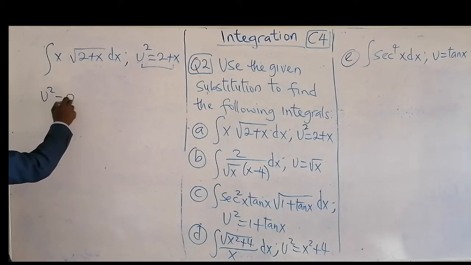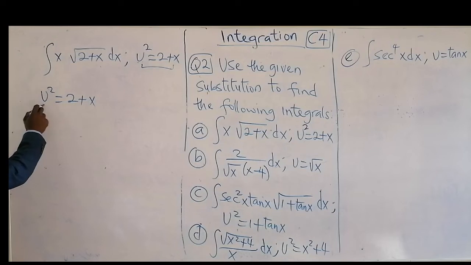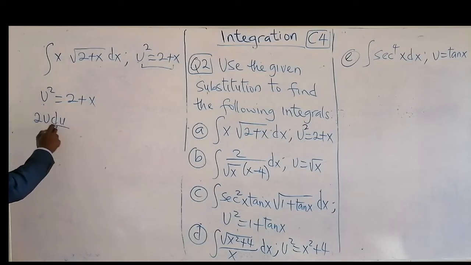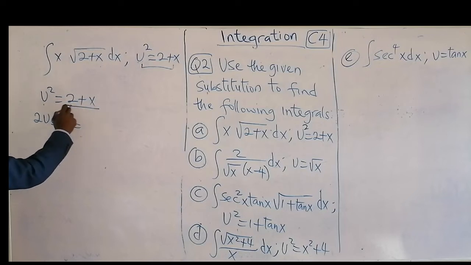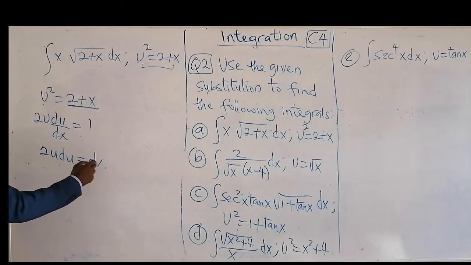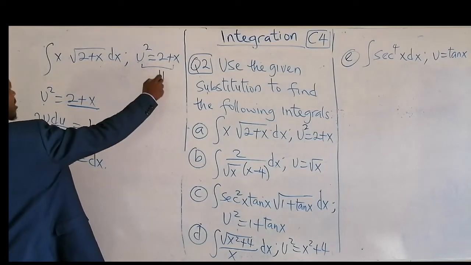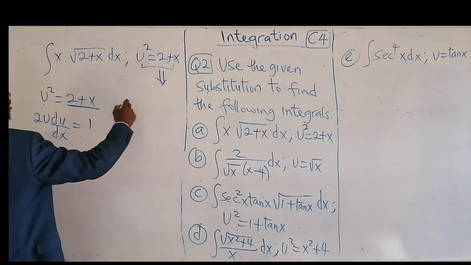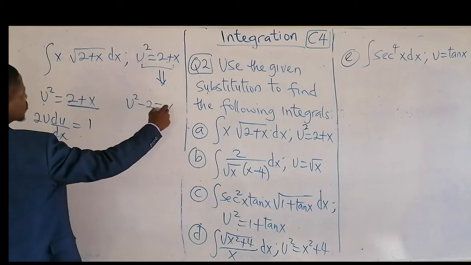u squared is equal to 2 plus x. Differentiate this with respect to x, so that we have 2u du/dx equal to, to differentiate this with respect to x, we have 1. So we have 2u du equal to dx. At the same time, we can make x the subject here, and that will be u squared minus 2 equal to x.